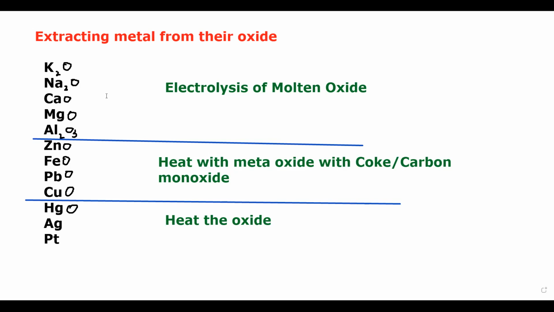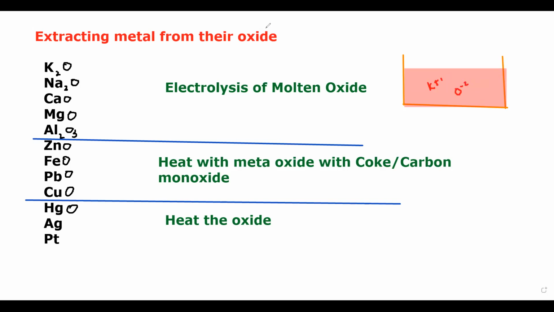First one, we do electrolysis of the molten oxide. For example, we have potassium oxide. First we will melt this potassium oxide. We'll take two electrodes, one connected with a positive terminal called anode, another connected with a negative terminal known as cathode. The solution should be a molten oxide, for example molten potassium oxide. Molten potassium oxide contains potassium ion, group 1, and oxide ion, 2-.